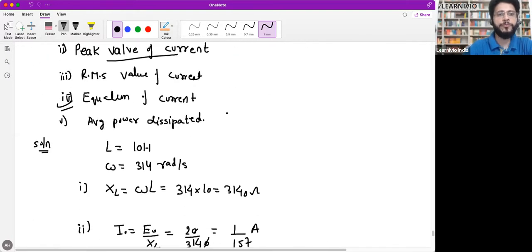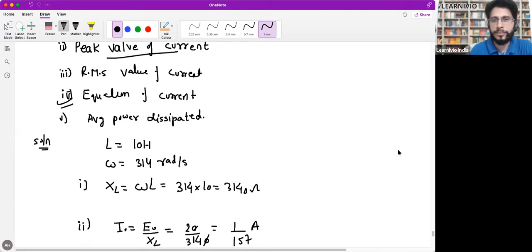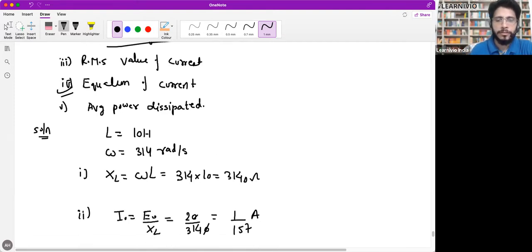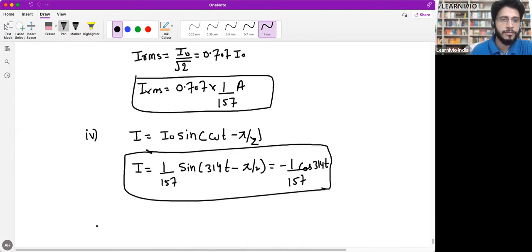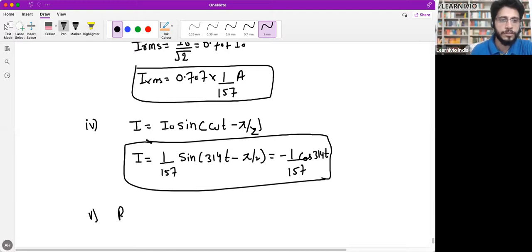And what about the fifth part? This is the easiest. Shahzada will tell. Shahzada, average power for this circuit. Yes, Noor.